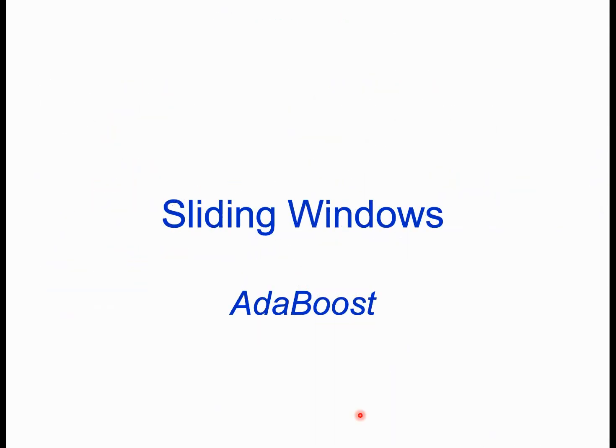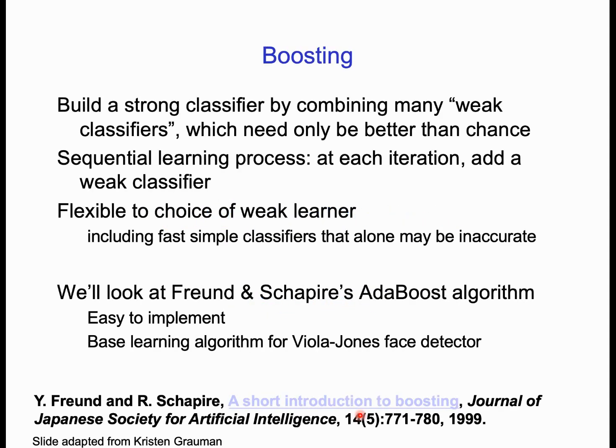We'll talk a little bit about one of the algorithms that made a big splash in computer vision, which is AdaBoost. The idea about boosting is that we build a very strong classifier that can detect very accurately whether a car is present or not, for instance, by combining many weak classifiers, which only need to be a little bit better than pure chance. If I put such classifiers one after the other, in the end, I will get a strong classifier. So it's a sequential learning process.